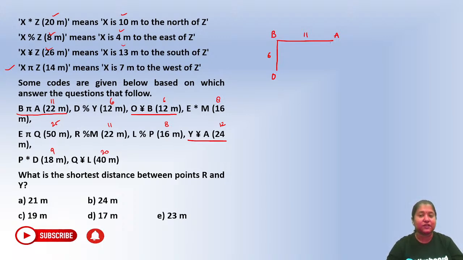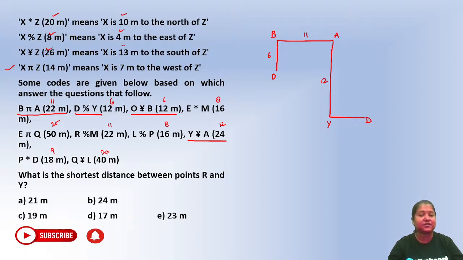Y here. So we know that Y has to be somewhere like this. Okay, and the distance between them has to be how much? 12 meters. Okay, this is your 12 meters here. So we have made your Y. What else can we connect? We can now make your D. D percentage. Percentage means east. So D is towards the east of Y. Let's say this is your D.